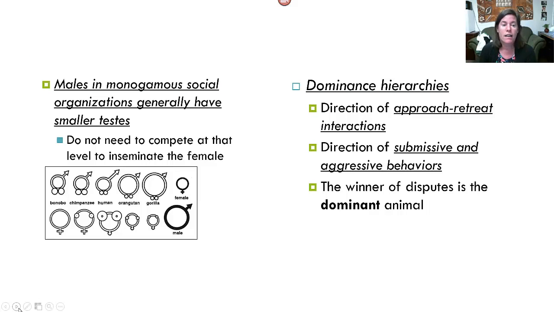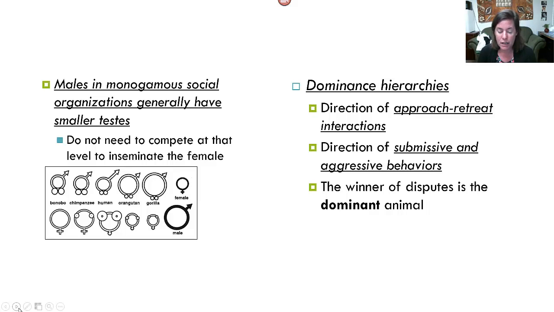In contrast, males in a monogamous social organization generally have small testes. The reason is they don't need to compete at that level to inseminate the female. They only need to give one or two sperm to get to that egg. So we see big differences with monogamous versus polygynous species in terms of testes size.